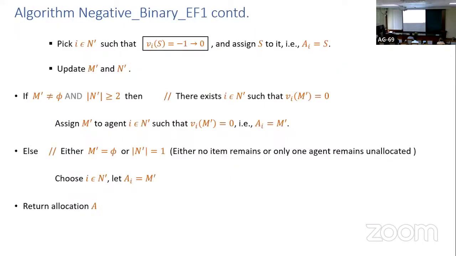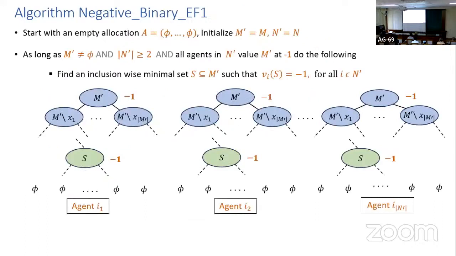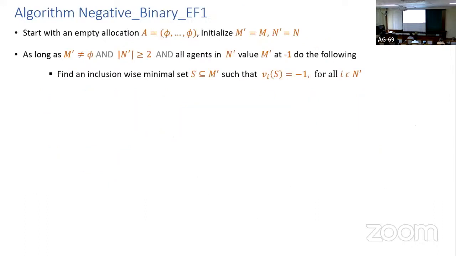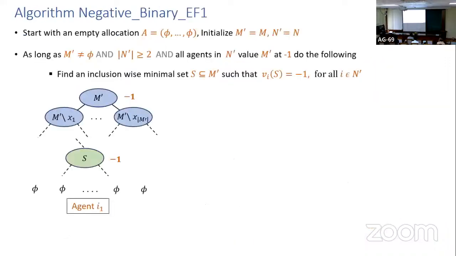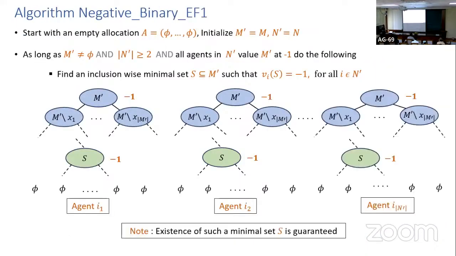So we assign this subset to an agent I, such that by removing some item, its value is 0. And we have already seen that, right? That such a subset we can assign to agent I. So the question that we should ask is, does this set always exist?